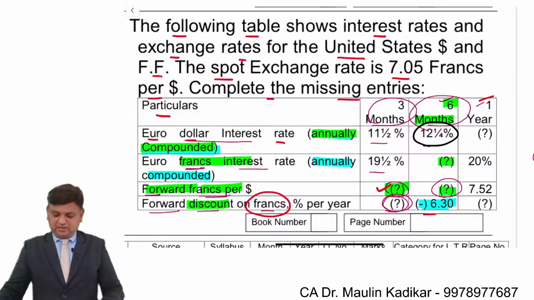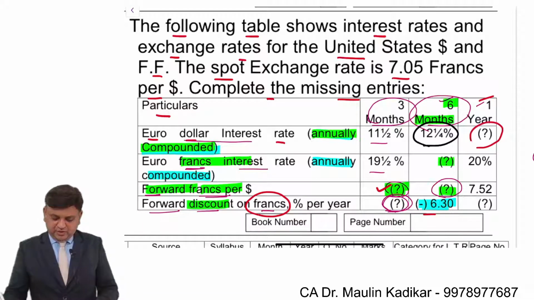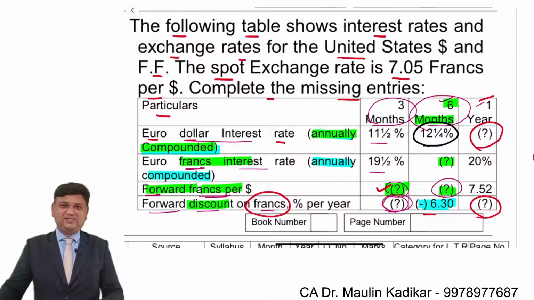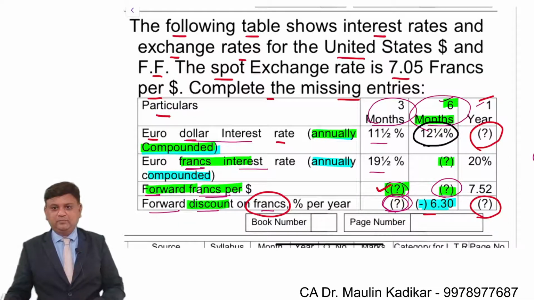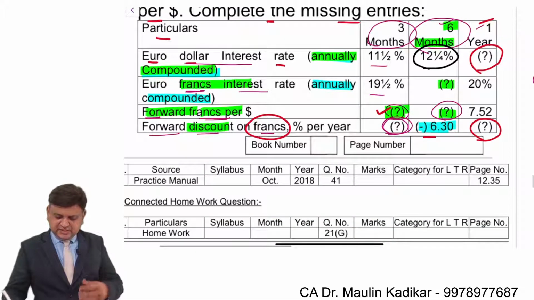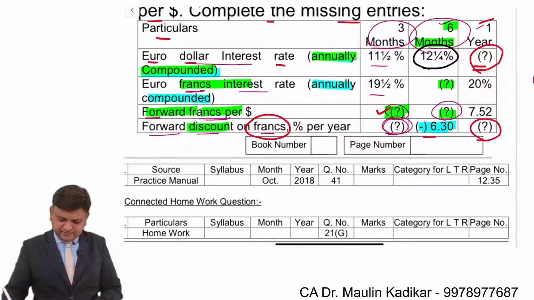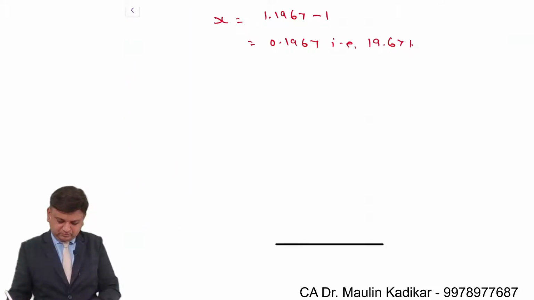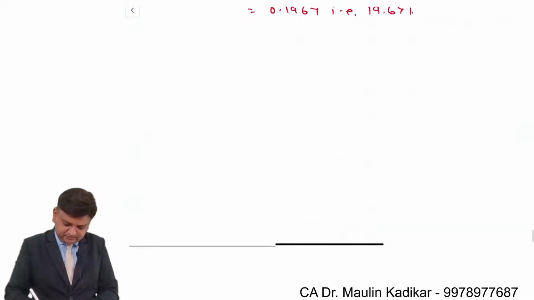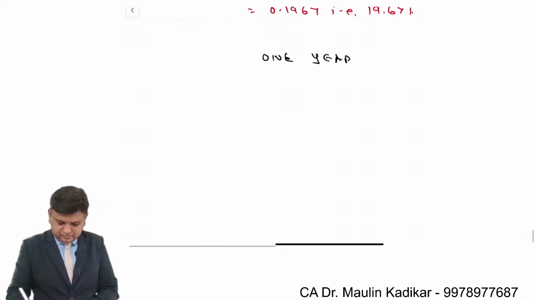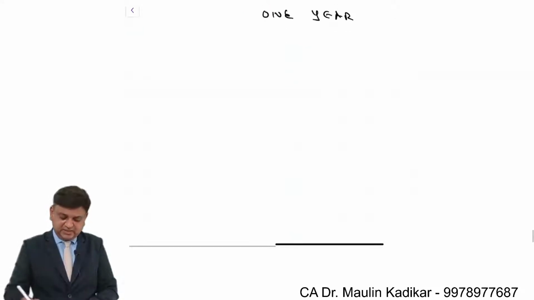For 1 year, there are again two things which are required to be found: the dollar currency rate of interest and the premium or discount for French franc currency. Now for 1 year, calculation is very simple. The question says that you are required to find the rate of interest. The forward exchange rate is already provided to us. So for 1 year, we are required to compute the answer like this.